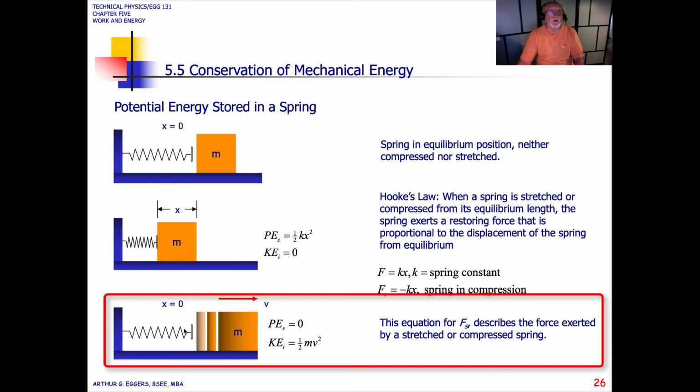So you can see at some point, if we let it go and the spring goes back to its equilibrium point, we end up with the potential energy of the spring 0, but now we have a kinetic energy back to our 1/2 mv squared.